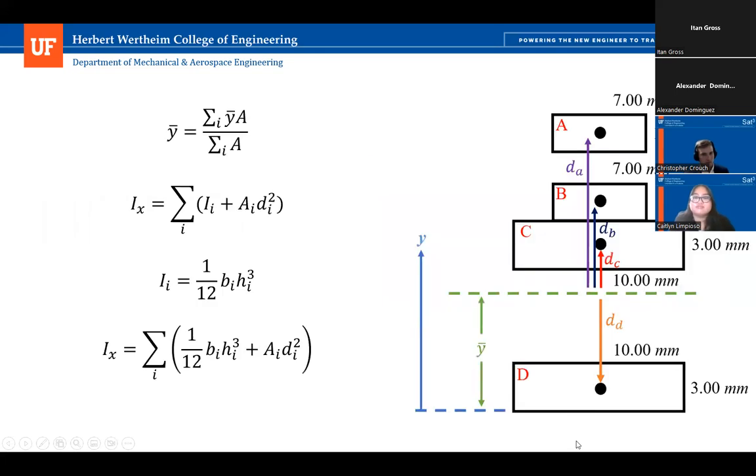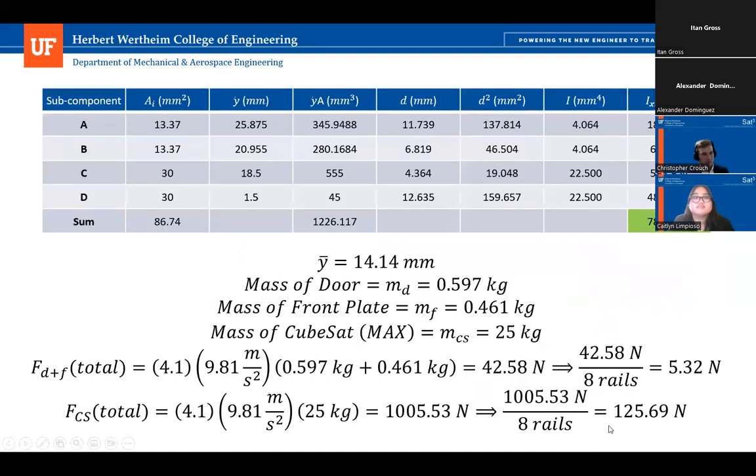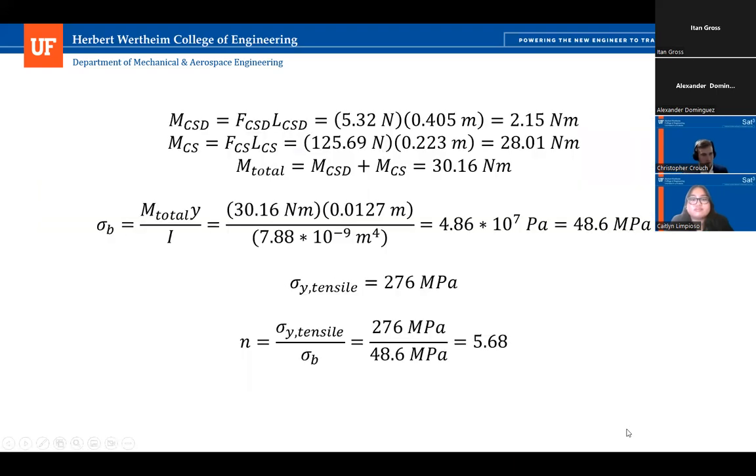Next slide, please. On this slide, we show the cross section at the expected failure point shown dashed on the previous slide, and using the parallel axis theorem, we can find the moment of inertia. Next slide. Here is a table summarizing the intermediate values we used to calculate this inertia. We have the mass of the door, the mass of the front plate, the mass of the CubeSat, and the forces this generates. For the sake of these calculations, we're assuming this force is divided among the 8 rails evenly, which again isn't completely accurate because it's not totally symmetric. The goal is to provide rough estimates so that we can do an FEA analysis for more thorough, exact calculations. Next slide, please.